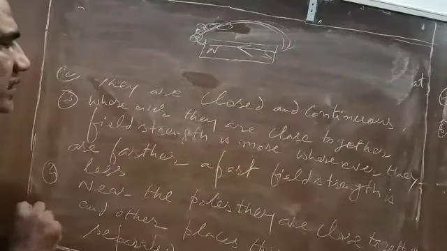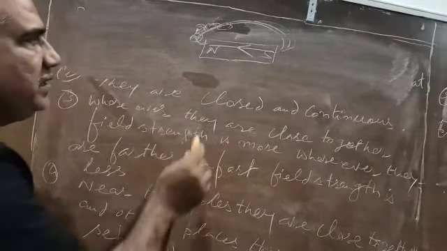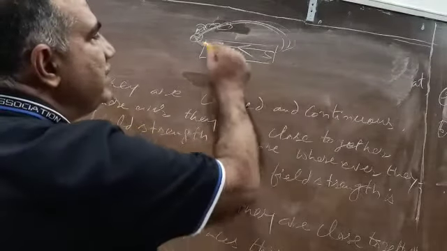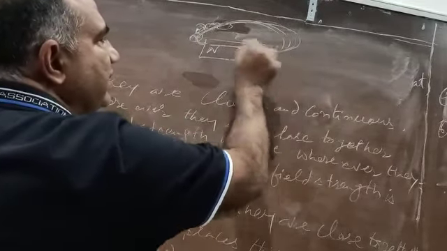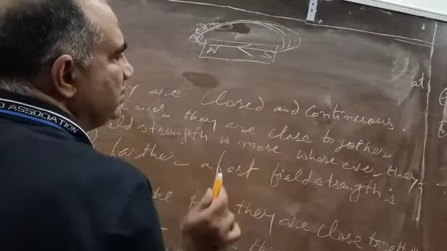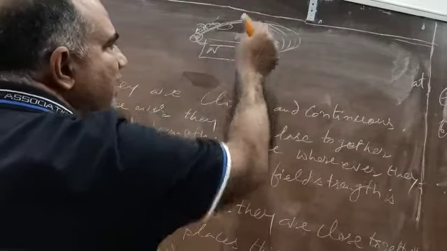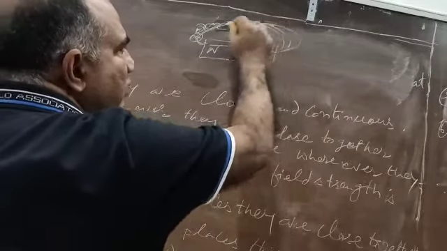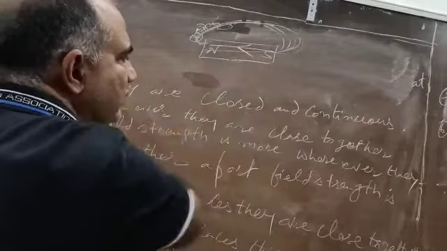The second point is they are closed and continuous. Somebody could think they start from here and end here. No, they are continuous and closed. Continuous means they are not broken like this, they are continuous and also closed, that is they move like this.